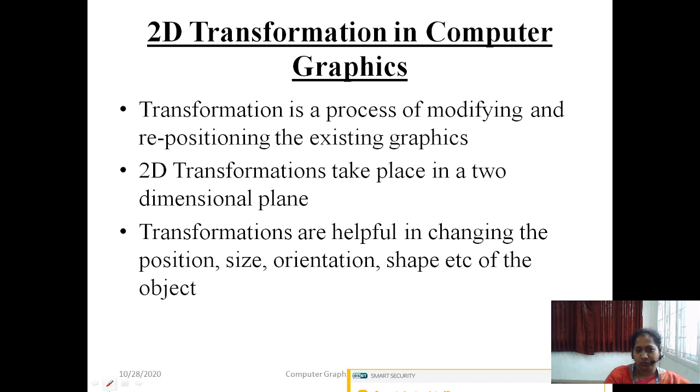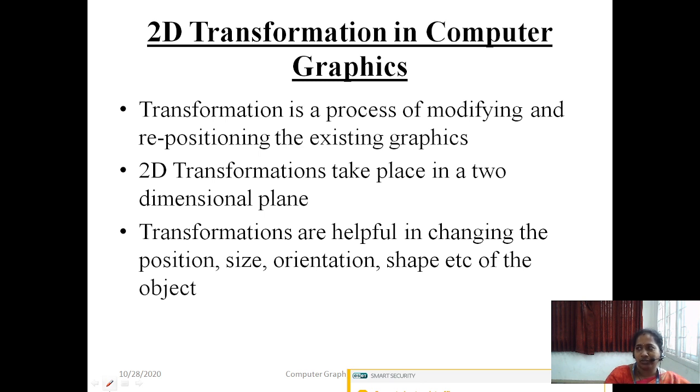What is the two-dimensional plane? X-axis and Y-axis. This is called 2D transformation. Here the transformations are helpful in changing the position, size, orientation, shape, etc. for the particular object. That is called transformation.